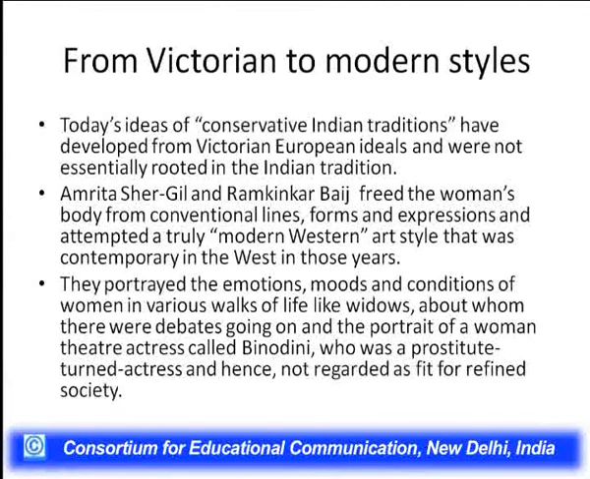They portrayed the varied moods, emotions, conditions of women from various walks of life. It could be a widow, then it could also be a theater actress called Binodini. It could be a portrait of a woman who was not conforming to the traditional kind of a householder or a housewife or a mother, but she could be an independent minded woman who was not really following the set rules and regulations of the society. So it could be a prostitute turned actress like Binodini, and she was also regarded as fit for portrayal on the canvas.